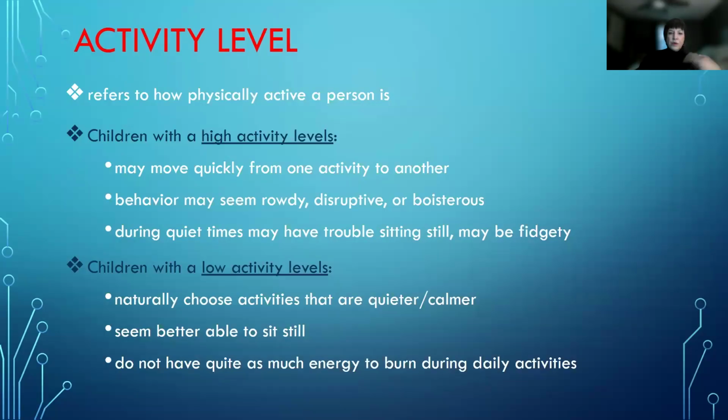They need that constant movement. They might be a lot of company, being rowdy, disruptive, boisterous. They might have a challenge sitting still. A child with a low activity level seems to gravitate toward activities that are quieter and calmer. They might like sitting still. They might want to be in a quiet place, and they might not seem to have quite as much energy as their sibling or friend with a high activity level.